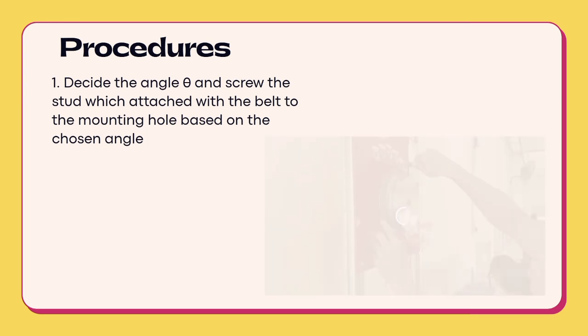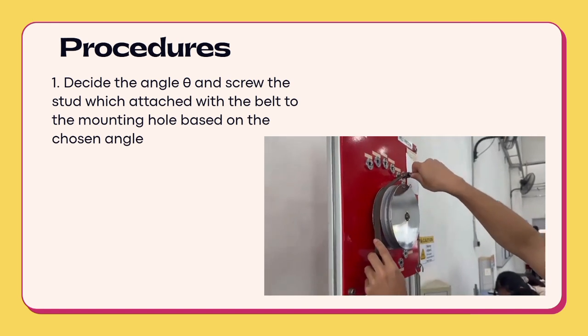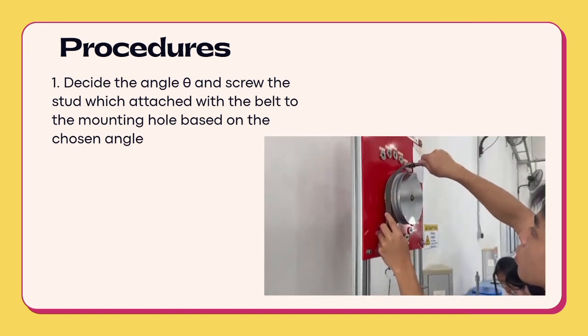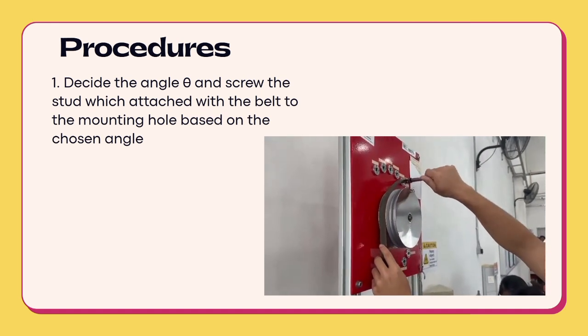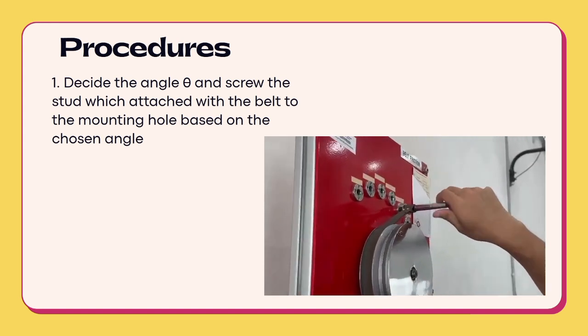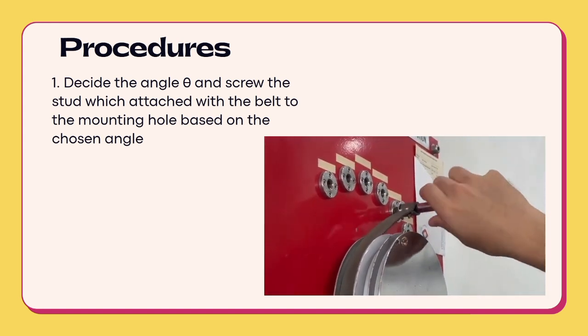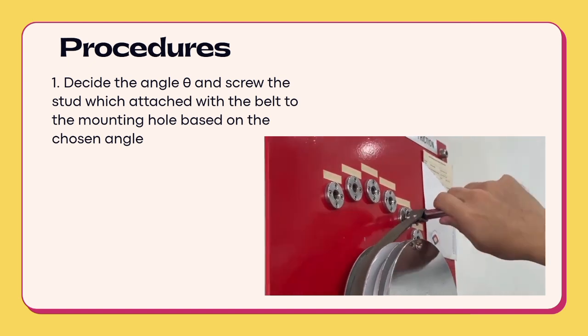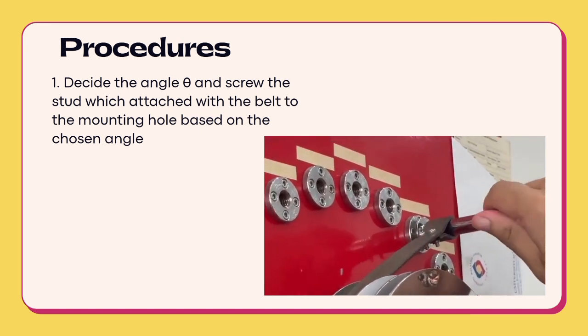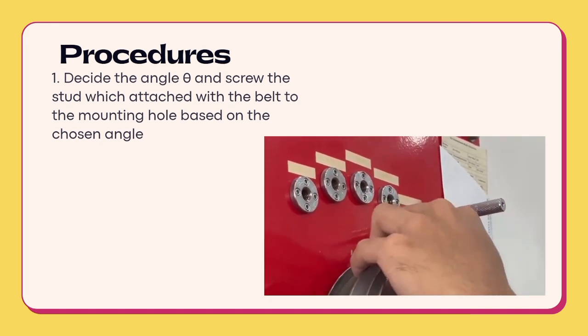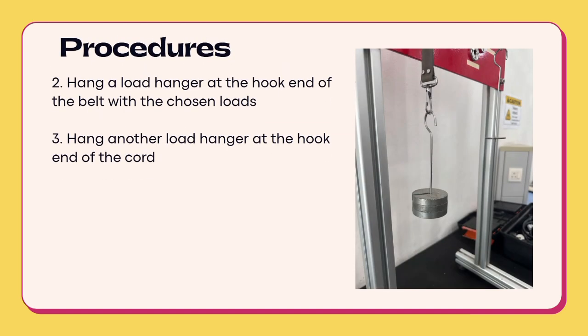So let's move on to the procedure, starting with step 1. Decide the angle theta and screw the stud which is attached to the belt to the mounting hole based on the chosen angle. Next, we hang a load hanger at the end of the belt with the chosen loads. Afterward, we hang another load hanger at the hook end of the cord.